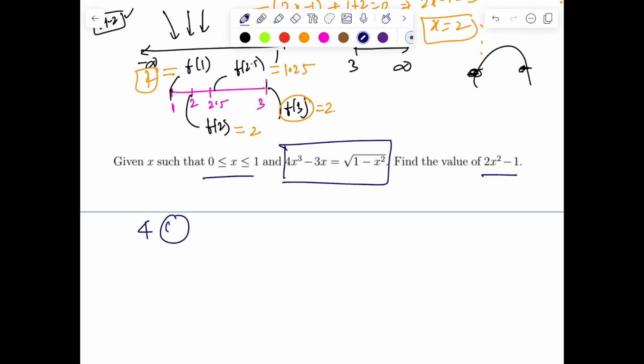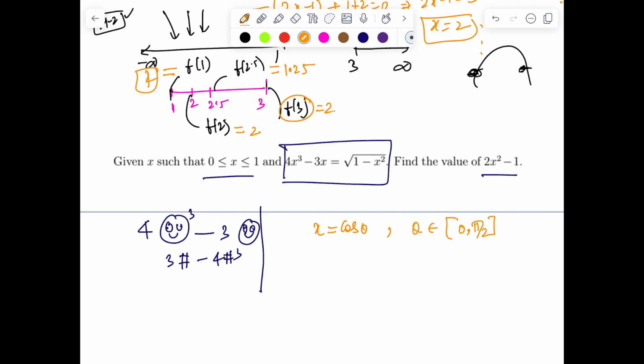Now clearly 4x cube minus 3x. 4x cube minus 3x gives a feeling of 4 times something cube minus 3 times something. It's like 3 a minus 4 a cube. So you must have encountered this structure in, yes, exactly, in trigonometry. That 4 cos cube theta minus 3 cos theta kind of feeling is coming. So that motivates me to put x equals cos theta, since x is from 0 to 1.